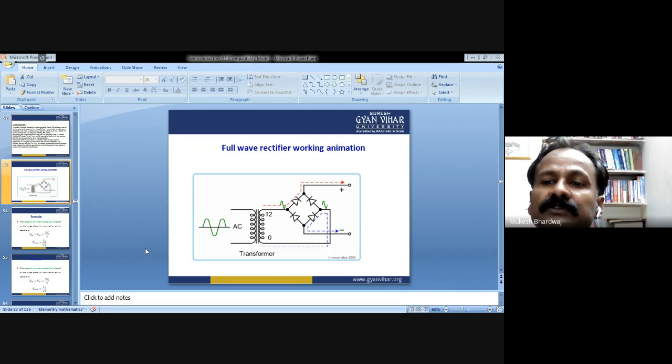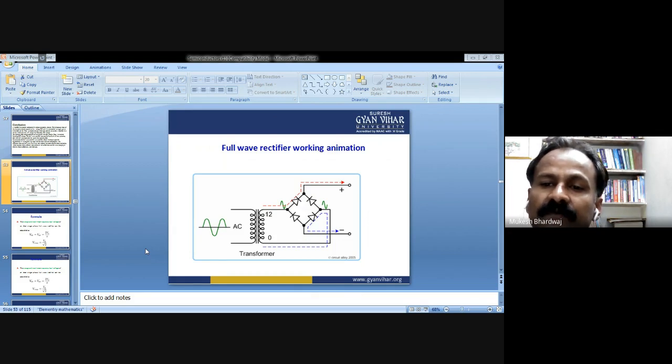Now a current flows along the blue line as shown by the dotted arrow in the figure. The current produces a voltage drop across the load resistance. It is obvious from the figure that the current through load resistance RL is in the same direction, A to B, during both half cycles of the input AC supply. The output waveforms are shown in the next figure.